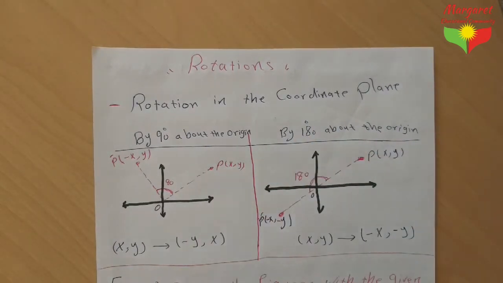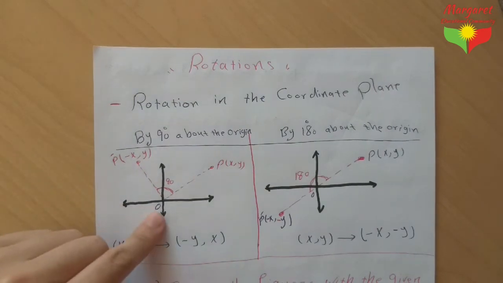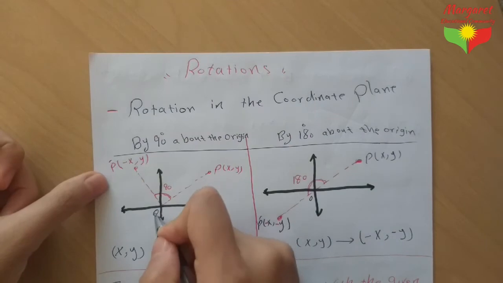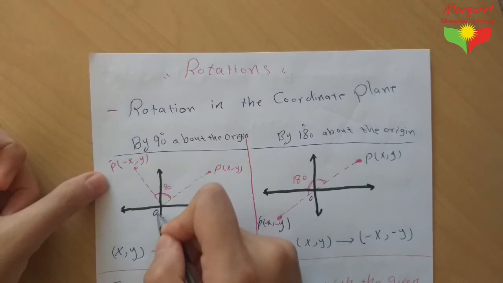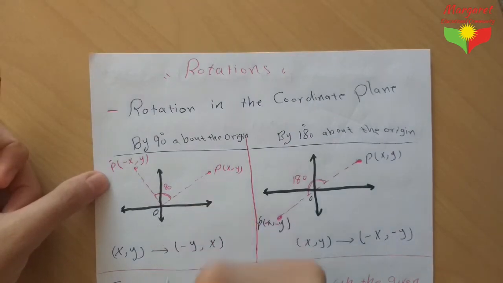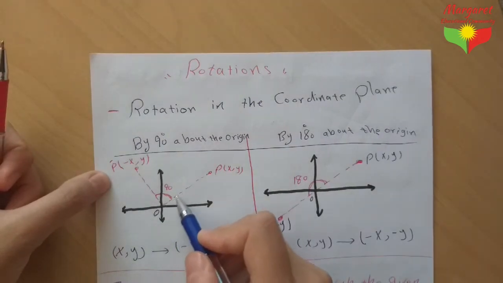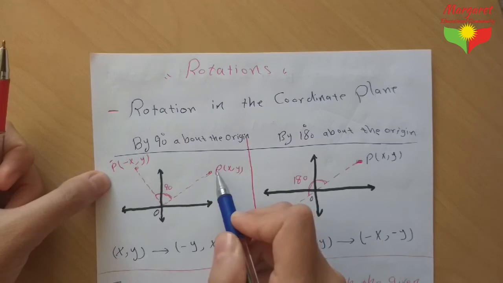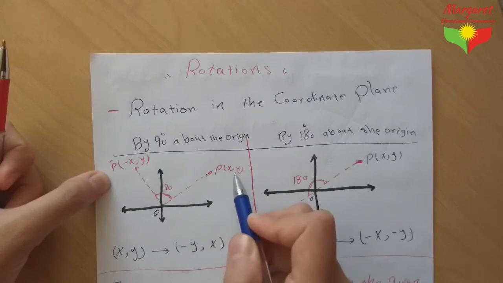And for example we have a coordinate plane. This point is called the origin point. The origin point is always point 0. If we have for example point P, the point P consists of the values x and y.